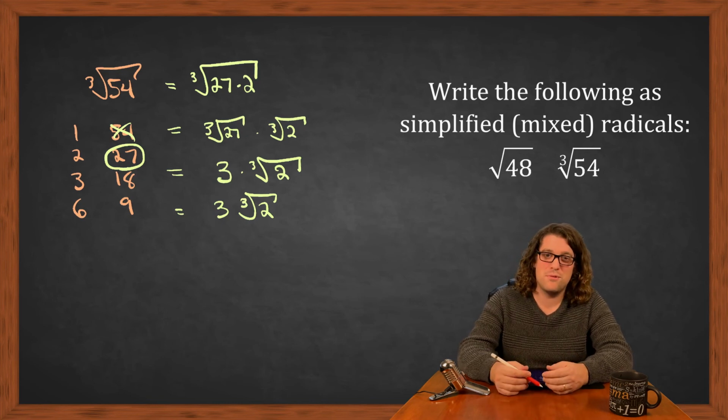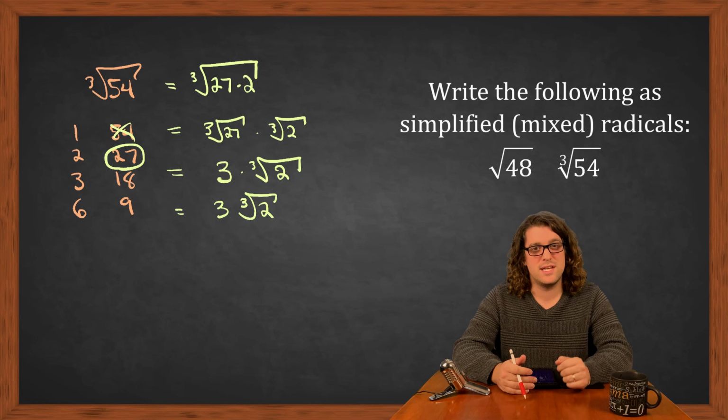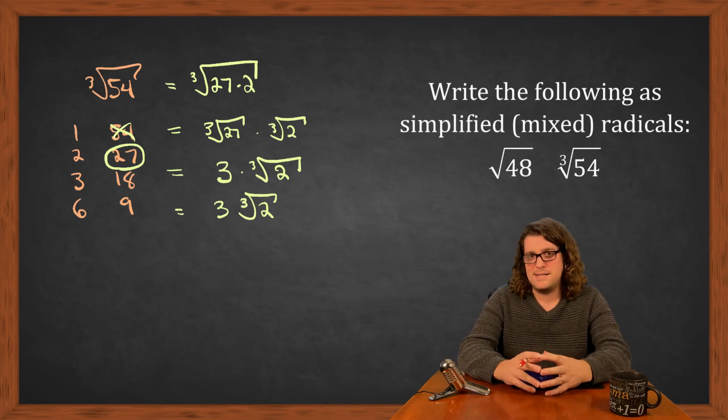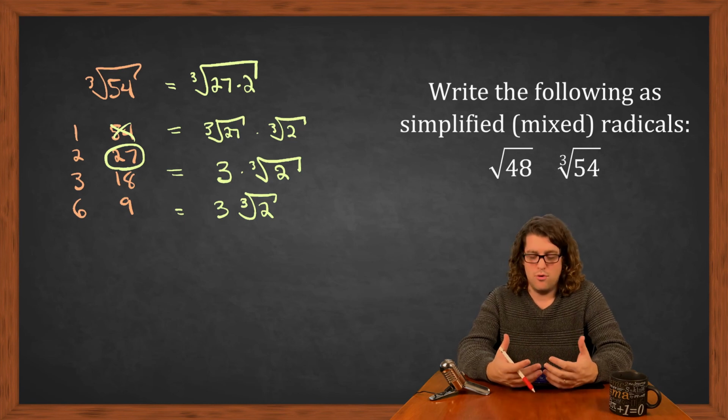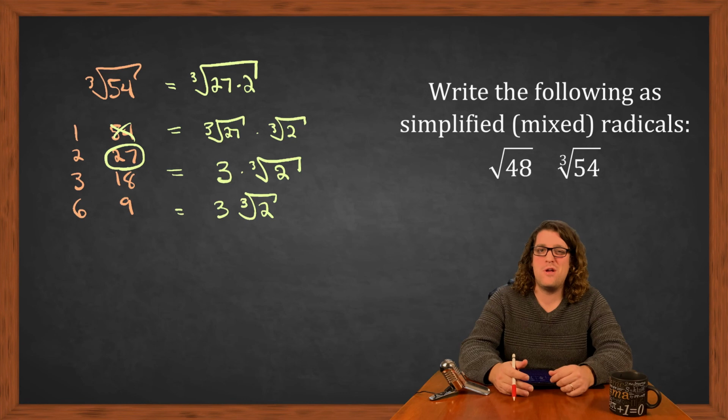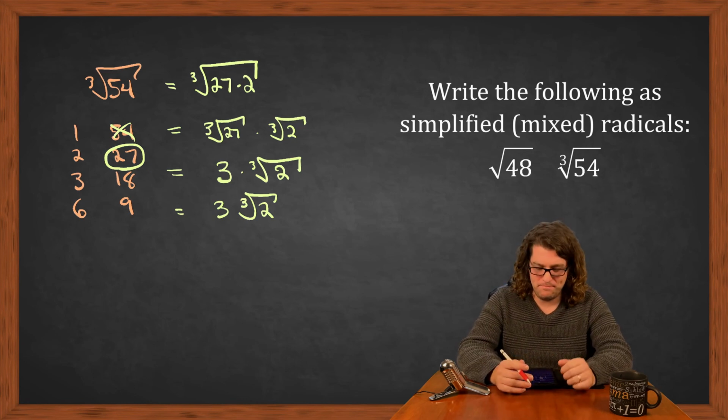So we did it with a square root, we did it with a cube root. It's basically the same process both times, except you're looking for the perfect either square or cube or nth power to go with your nth root that you're talking about. So if it was a 5th root, you'd look for a perfect 5th power.